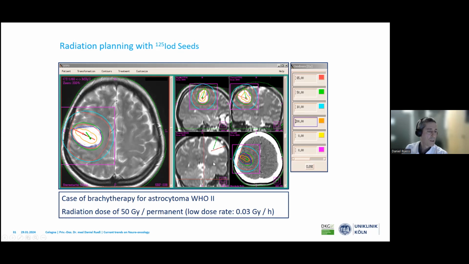These are iodine seeds, radioactive iodine, which do the radiation, and our physicists calculate how strong these iodine seeds must be so that we achieve after 1 year the desired radiation dose here. And in the inside of the tumor, we have a much higher radiation dose. You see it here in this example with the orange line, which resulted in finally 200 gray.